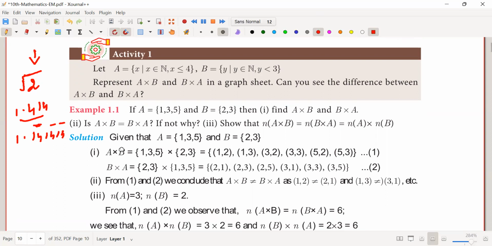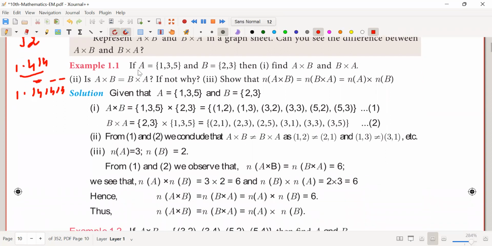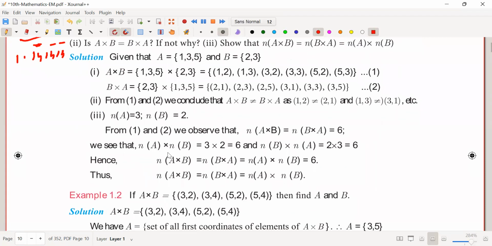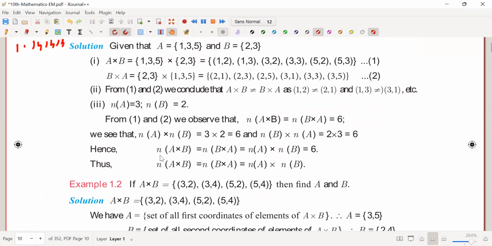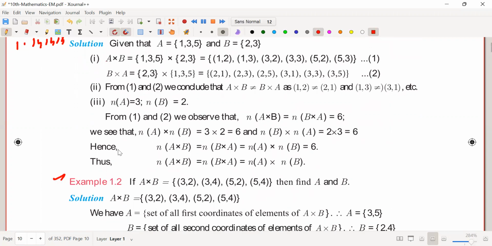Okay, let's check the first example. If A equals {1, 3, 5}, B equals ..., find A cross B and B cross A. Number 2: is A cross B equal to B cross A? We will find that it is not the same, and we will justify that. Then show that n of A cross B equals n of B cross A equals n of A into n of B. All these are combinations, right?